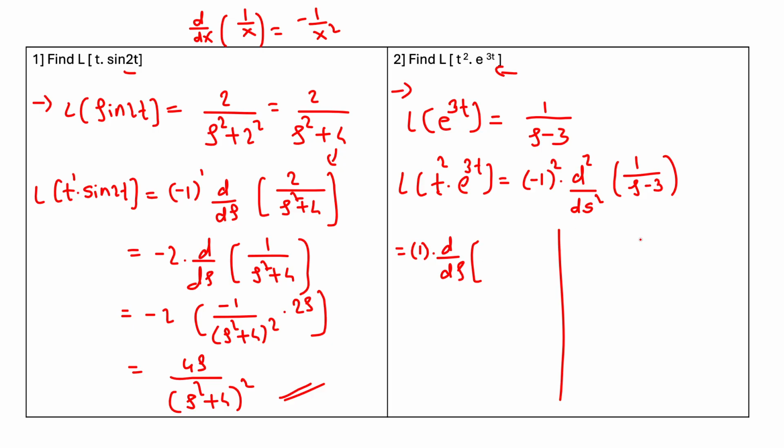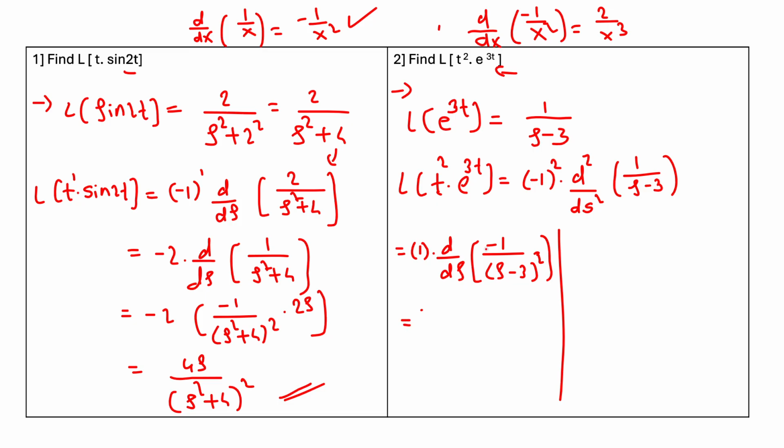initially I am finding the first derivative of 1 upon s minus 3. You have to again use the same formula, minus 1 upon (s minus 3) bracket square. This will be the derivative of 1 upon s minus 3. I have used the same formula, the derivative of 1 by x. The derivative of 1 by x is minus 1 by x square, right? And remember this formula also: the derivative of minus 1 by x square is 2 by x cube.